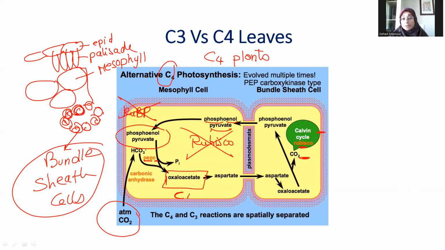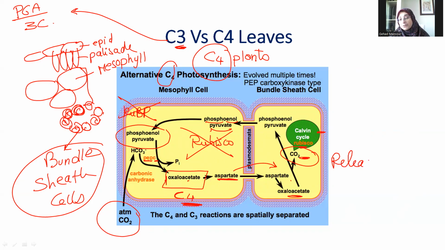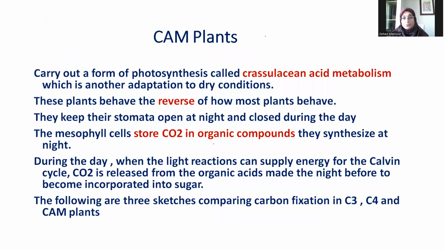So the first intermediate here is a C4 compound, and that's why we call those plants C4 plants. The ordinary plants, as we said, gave phosphoglyceric acid, which was a 3-carbon compound, and that's why they're called C3 plants. And then oxaloacetate is converted into aspartate, and then aspartate is pumped actively into the cell to give rise to oxaloacetate, and carbon dioxide is released once again to join the Calvin cycle, and the phosphoenol pyruvate is returned. This is the overall process of the C4 plants.